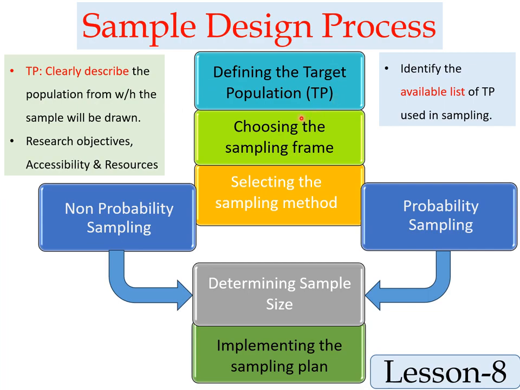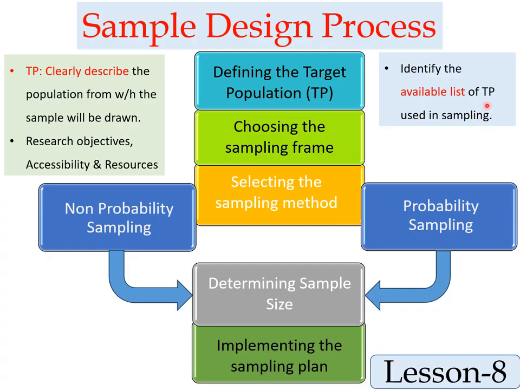After defining the target population, the next step is to choose the sampling frame. Ideally, or in principle, the sampling frame is the same as the target population. But in practice, the sampling frame is the available list of the target population used in sampling, or the working definition of the target population.